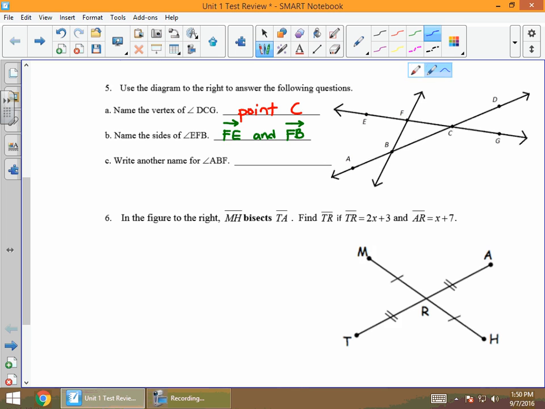And the third one, 5C, says write another name for angle ABF. So ABF, right there. And if I have to name that another way, I would like to use a number, but there is no number in there at B. I would like to just call it angle B, but I can't do that either because there are actually 4 angles showing up right around there. So I can just switch the A and the F and call this angle FBA. You do have to make sure that B is still in the middle, however. B must stay in the middle.